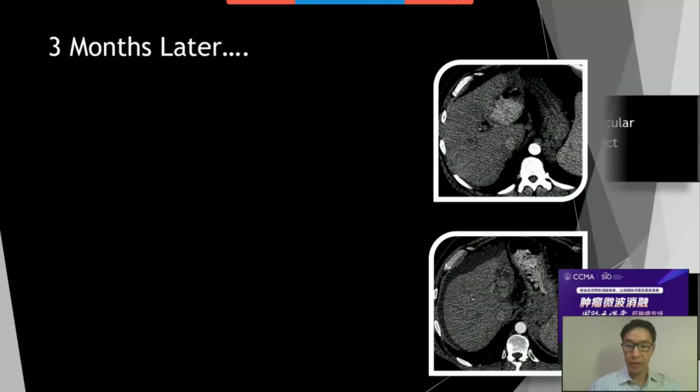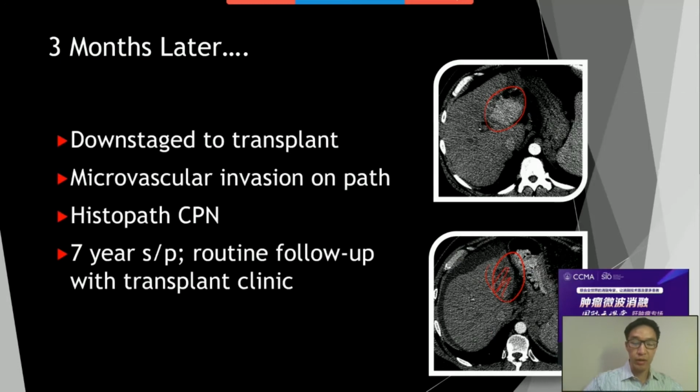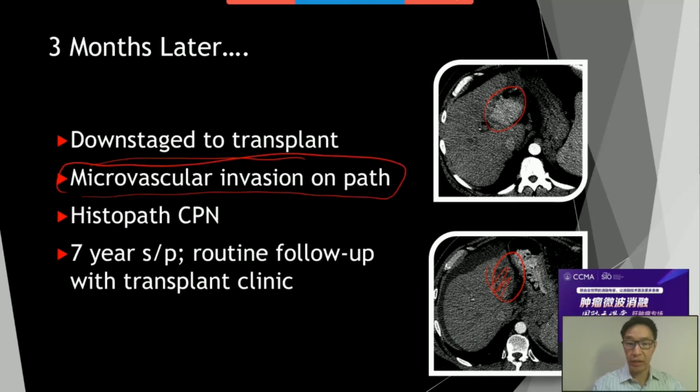And what we can see 3 months later is that the lesion went from 6 centimeters to 5.5 centimeters to complete shrinkage with no hypervascularity. And as a result, the patient was able to downstage to transplant. There was microinvasion on pathology on the initial biopsy, but on the surgical resection of the explant liver, there was complete pathological necrosis, and they're 7 years out with routine follow-up in a transplant clinic.